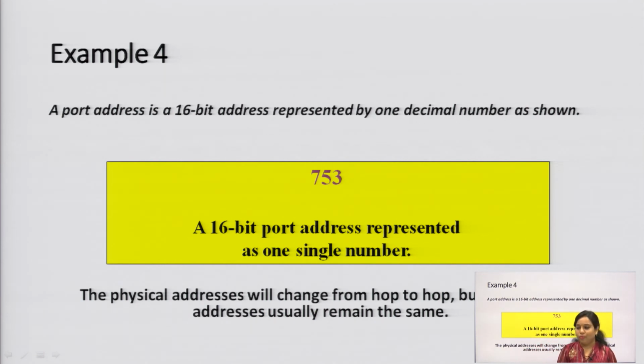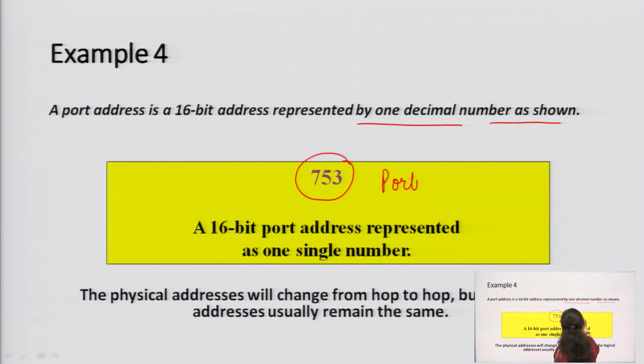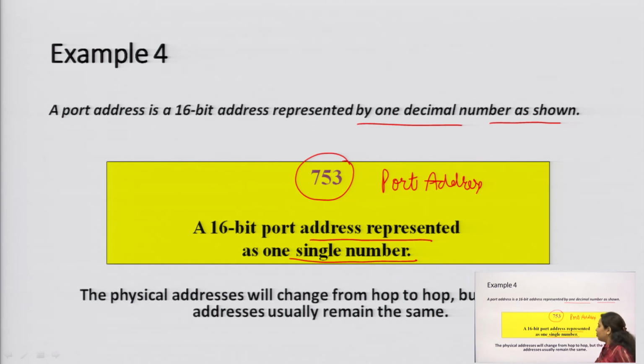Next example is that a port address is a 16-bit address represented by one decimal number, as shown. This is how the port address is shown. A 16-bit port address represented as one single number. So, this is how a 16-bit port address will be shown. Previously, we have seen how the physical address is shown through hexadecimal. In this, we have seen how the port address is shown. Physical address will change from hop to hop, but the logical address usually remains the same.